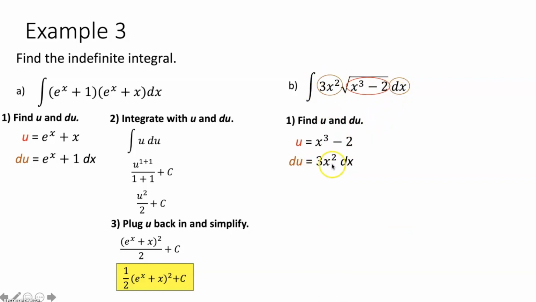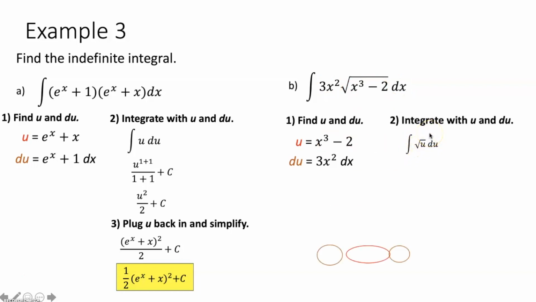in the problem. So all I have to do then is rewrite this integral in terms of u and du. So I'm going to substitute u in for x cubed minus 2, substitute du in for 3x squared dx. This is my new integral in terms of u and du. Much easier to evaluate than this integral up here. So now all I have to do to evaluate this integral is use the general power rule. But what do I do with this square root? Remember, I rewrite it as a rational exponent, as u to the 1/2 power.